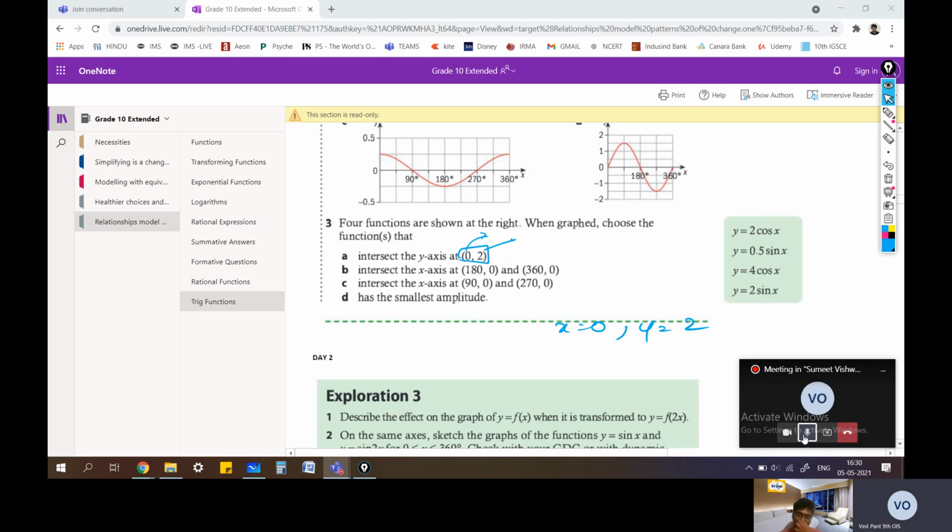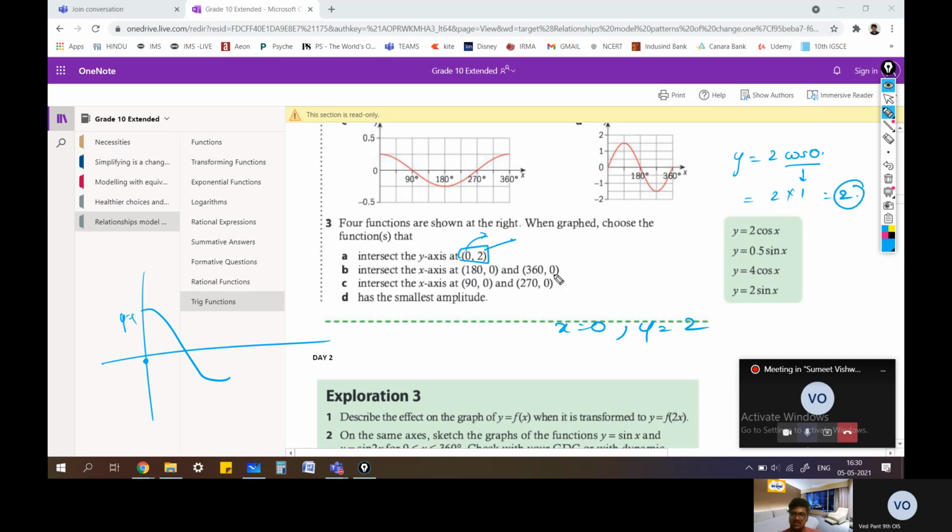When I put the x value as 0, I'm getting y equals 2. So on which function am I getting y equals 2? Let's say this function, 2 cos 0. The cos 0 value is 1. Now we already discussed this. See, the cos function is like this. At 0, it gives me y equals 1. So 2 into 1 gives me 2. So my answer for this is yes. Similarly, try for this 3.